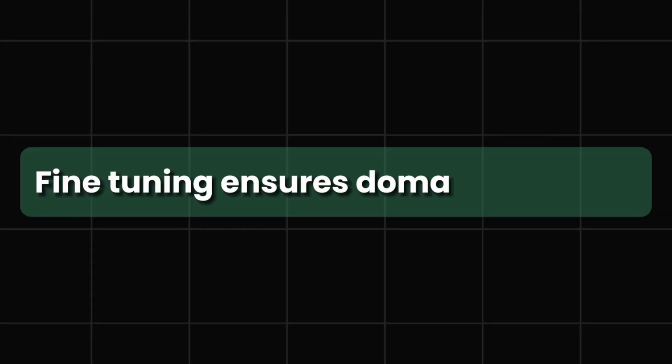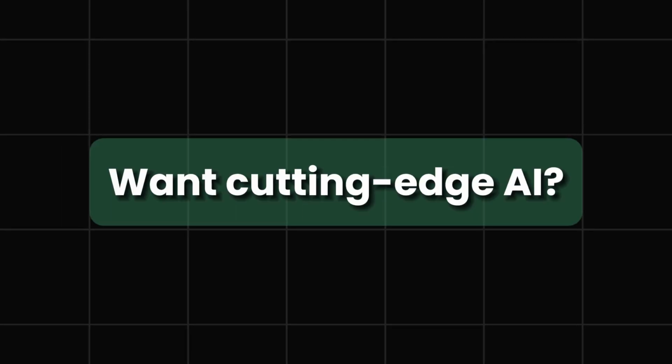So in conclusion, RAG prevents outdated answers. Fine-tuning ensures domain expertise. Together, they create AI that is both accurate and reliable. Want cutting-edge AI? Use both.